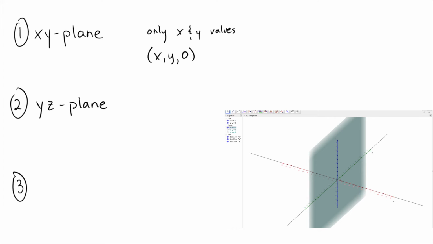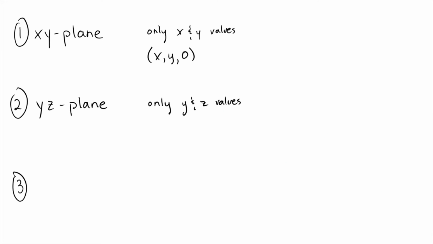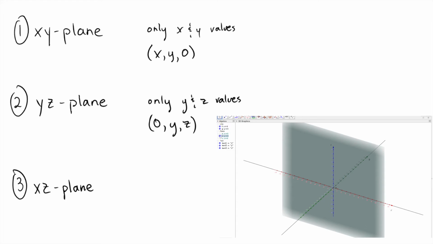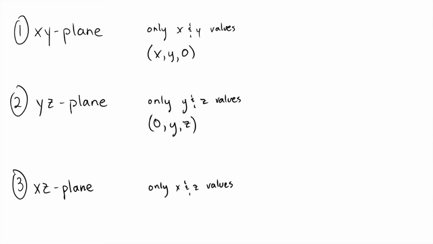The second key plane of interest is the yz plane. In this plane, points only have y and z values. And when points are written, they're written with coordinates 0, and then the y value, and then the z value. The third plane of interest is the xz plane. Points in this plane will only have x and z values, and so a point might be written out x, 0, z, where x and z represent the numerical coordinates for that point.